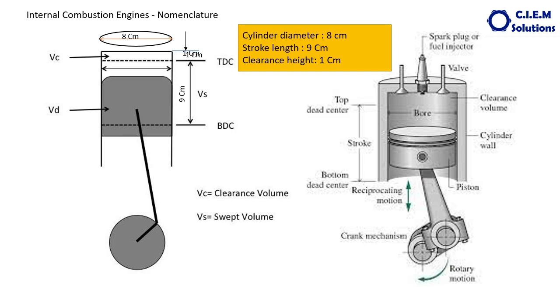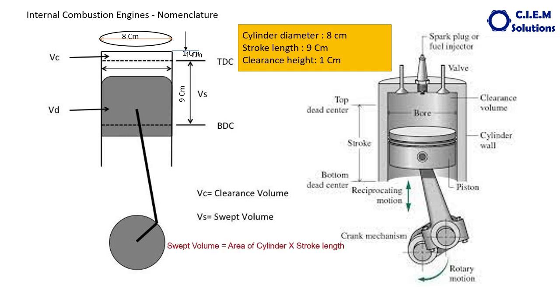Then what is the swept volume? Swept volume, the total volume covered by the piston from one end to the other end. This is the distance, stroke length. But what is the volume? Volume is the total volume covered by the piston when it is traveled from one end to the other end. That is called swept volume. Whatever the volume is swept by the piston is the swept volume.